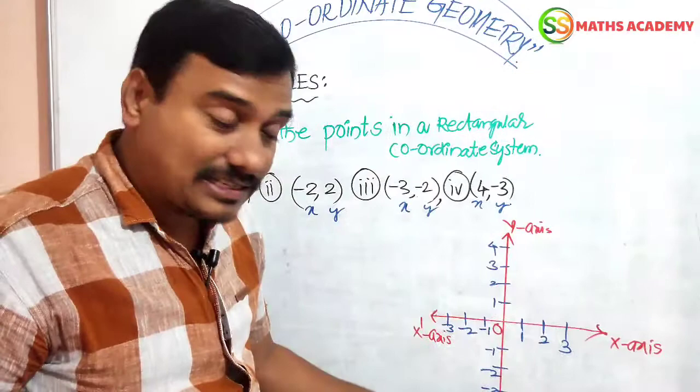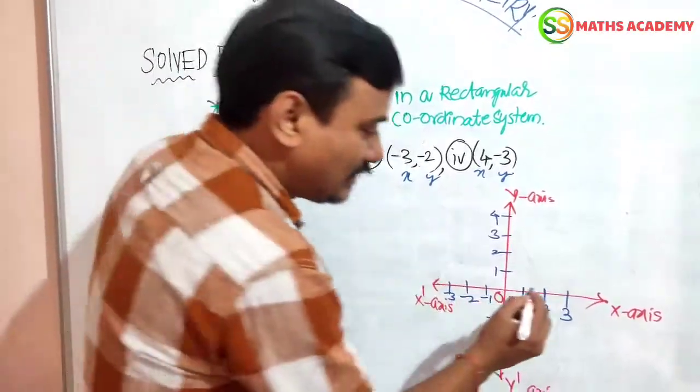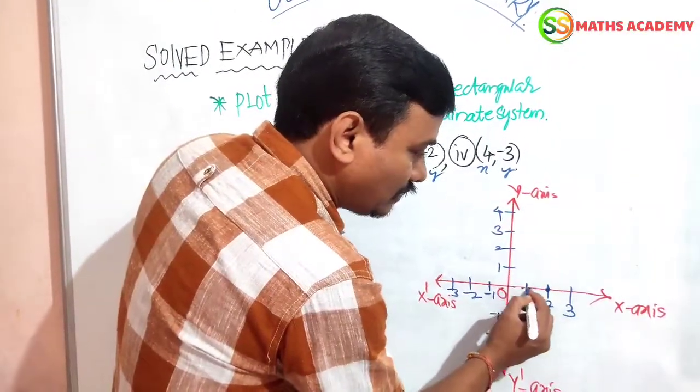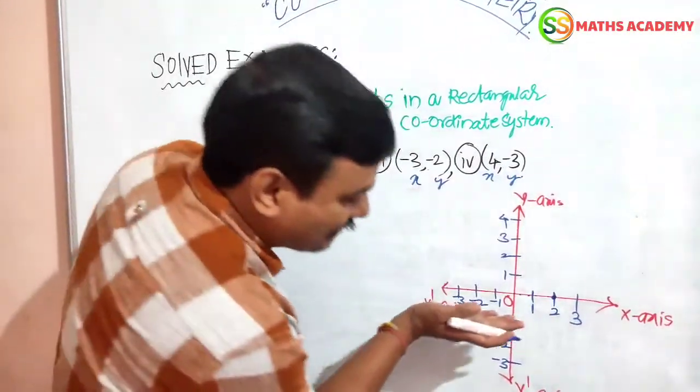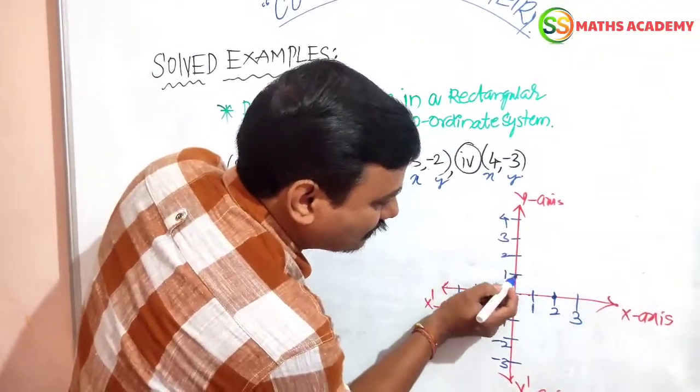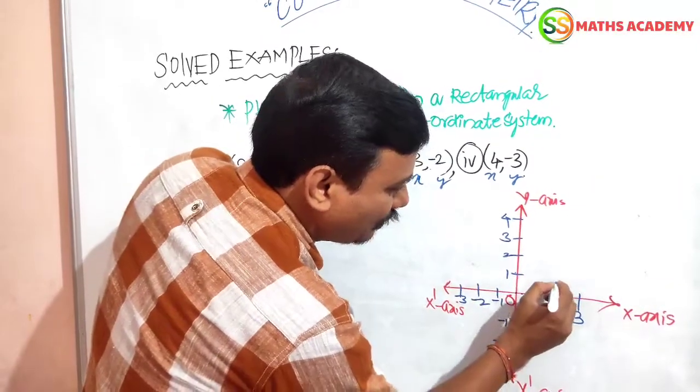From this is the y axis. How many units? 2 units. Yes, this is called 2 units. Here, the one is called the distance from the x axis. Distance from the x axis, like this. So the point will be located here.